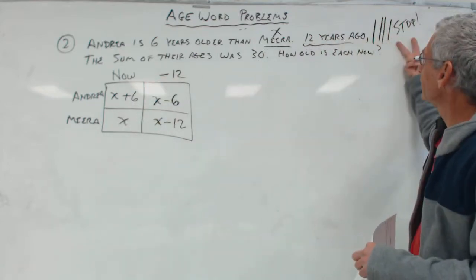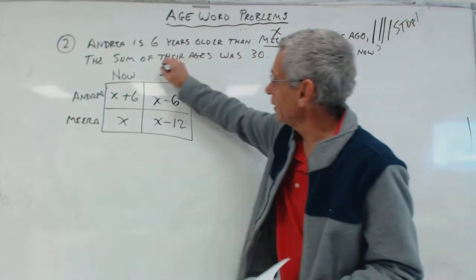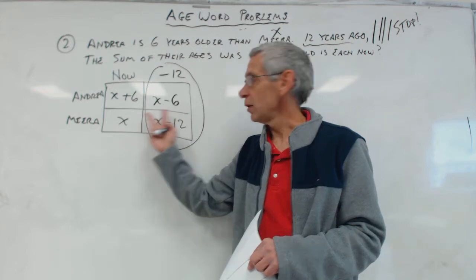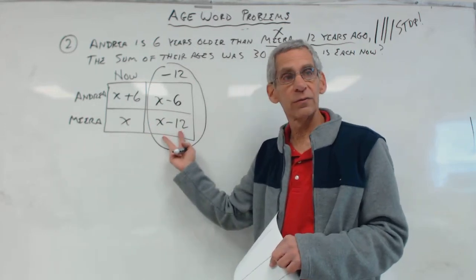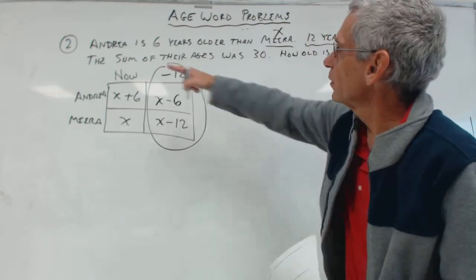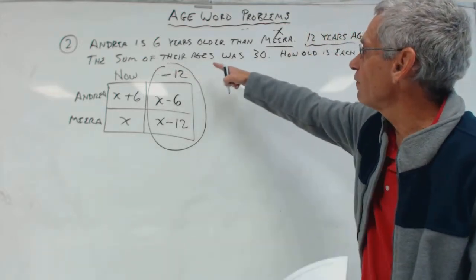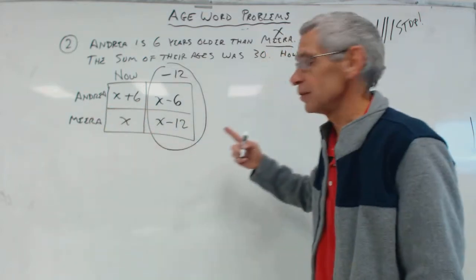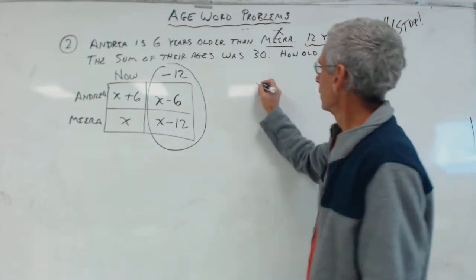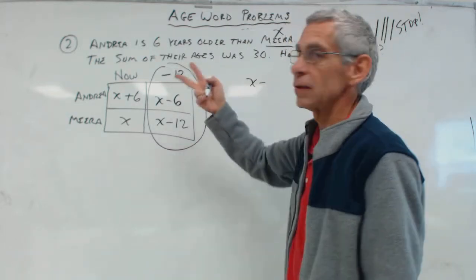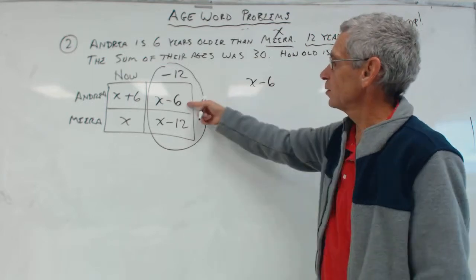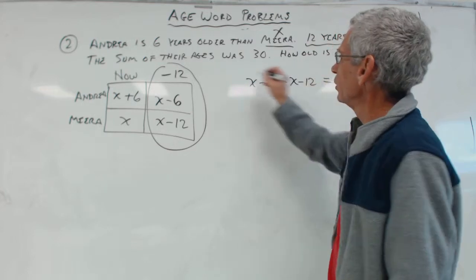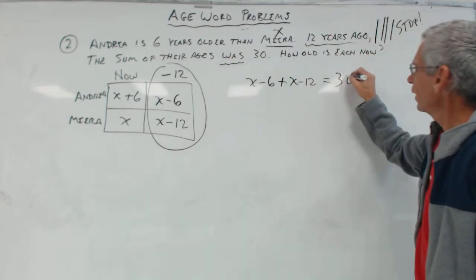Now I can go past my stop, right? So 12 years ago, that means I'm using this information. Whenever I say Andrea, I use X minus 6. Whenever I say Mira, I'm using X minus 12, right? So here we go. 12 years ago, the sum of their ages. Whose ages? Andrea's and Mira's. What do I do? X minus 6 plus X minus 12. That's sum, right? Is equal to, was, right? 30. Great, that was easy, right?